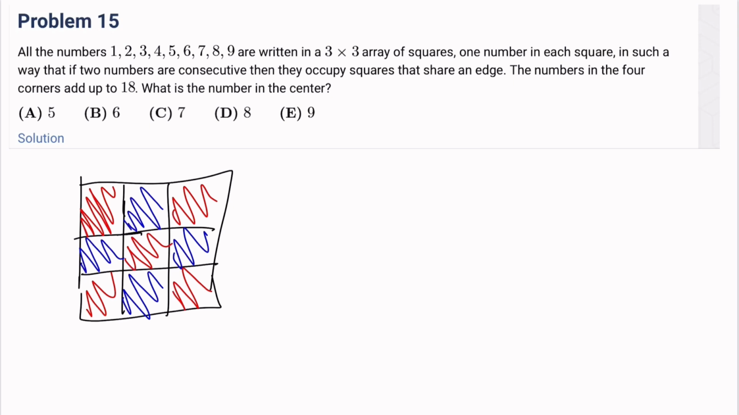And if we start with this part, then this part would be odd and this part would be even, right? But then we see that from 1, 2, 3, 4, 5, 6, 7, 8, 9, we have 5 odd and 4 even, right? And so these red numbers must be odd, and our number in the center must also be an odd number, right? So first of all, 6 and 8 can't be possible.